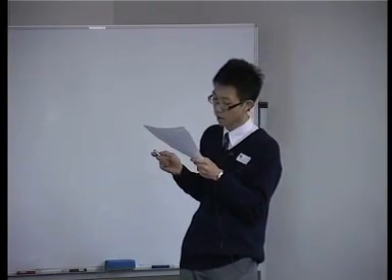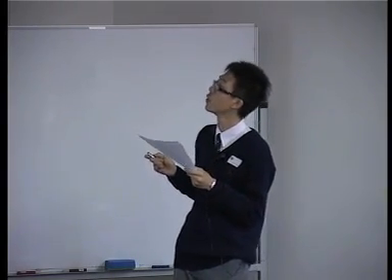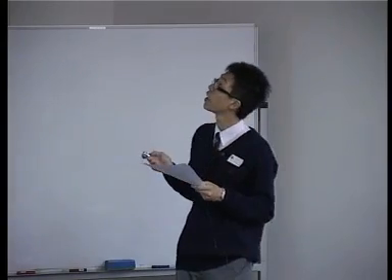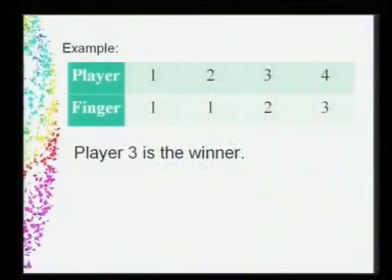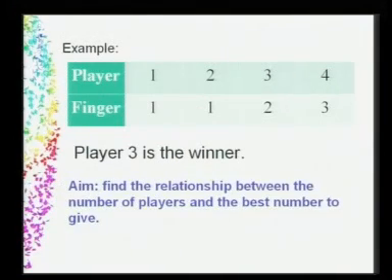Another part of our project is about a game. The player giving the least but not repeated number will win the game. For example, there are 4 players and they give out 1, 1, 2, and 3 respectively. Then player 3 is the winner, since 2 is the least but not repeated number in this game. Our aim is to find out the relationship between the number of players and the best number to give.